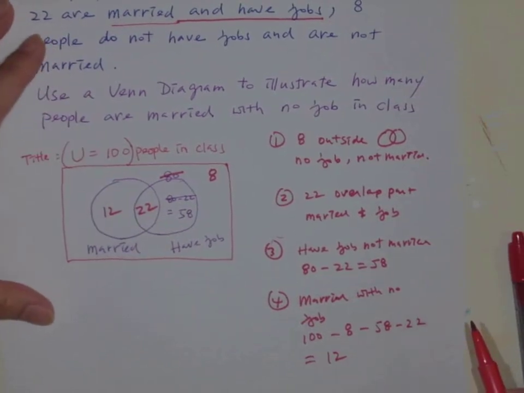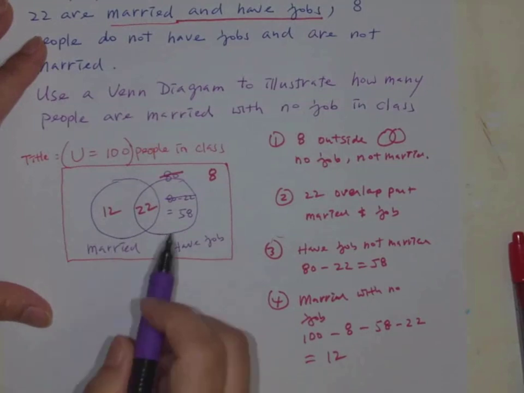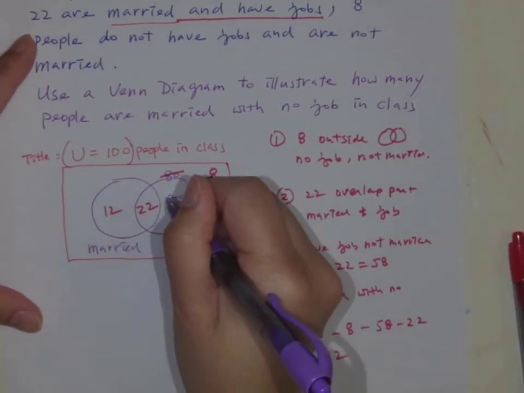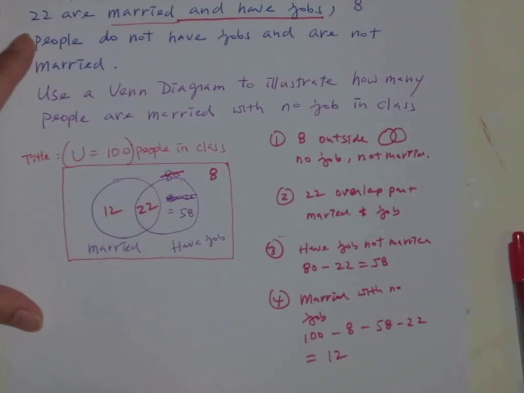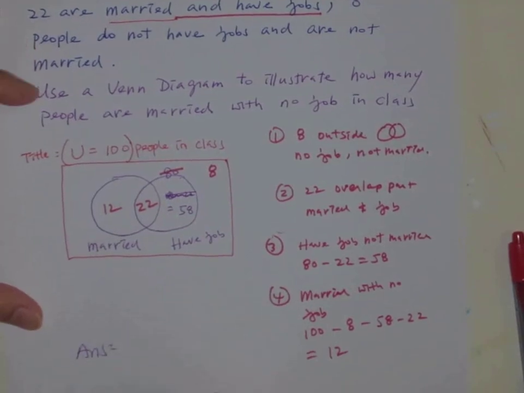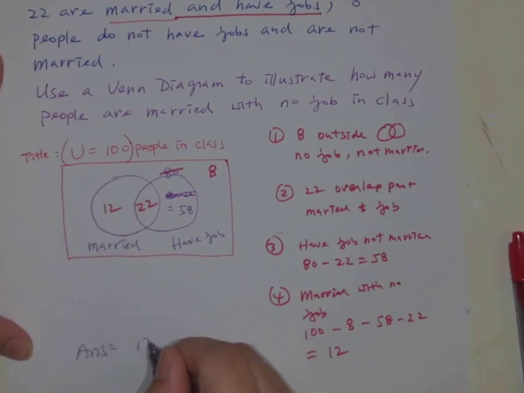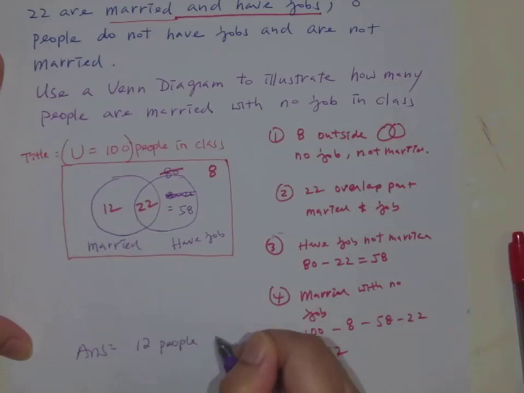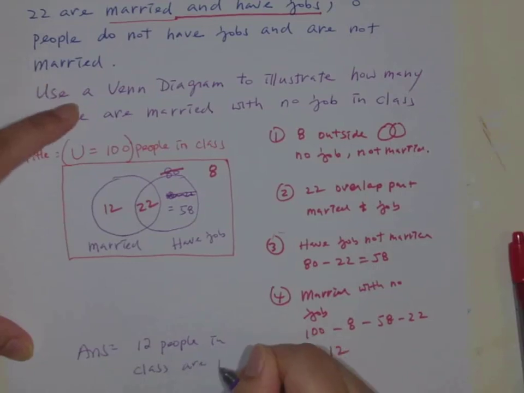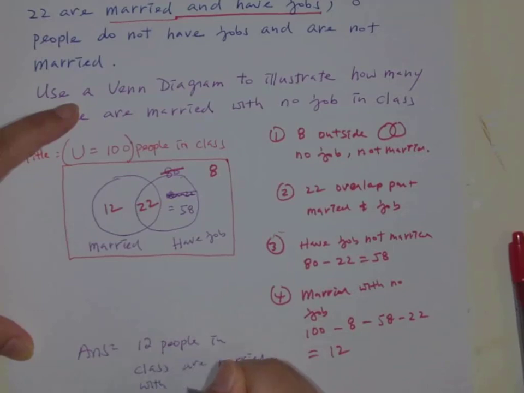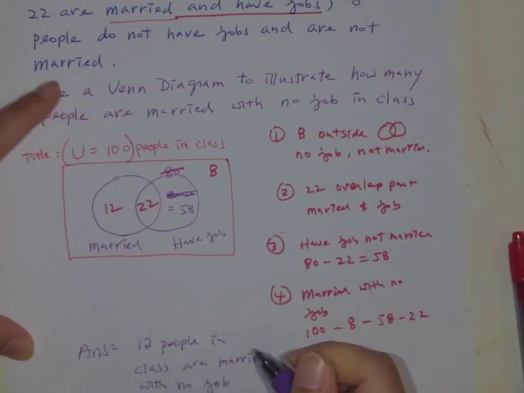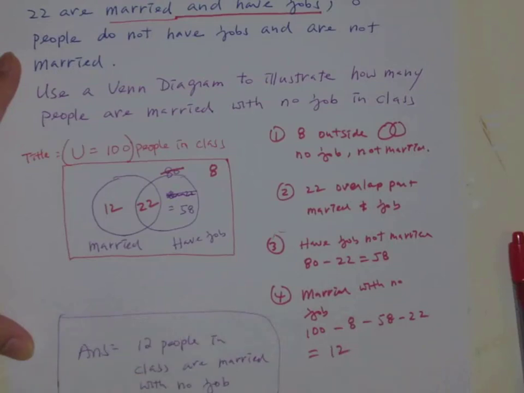Okay, what are they asking? So sometimes students forget to answer the question. So this is the Venn diagram. Even though it looked kind of messy, we just show some steps. And the answer asks you how many people are married with no job. Married with no job is this part, right? So we can say 12 people in class are married in a married circle with no job, but outside of the job circle, right? So that would be your answer.